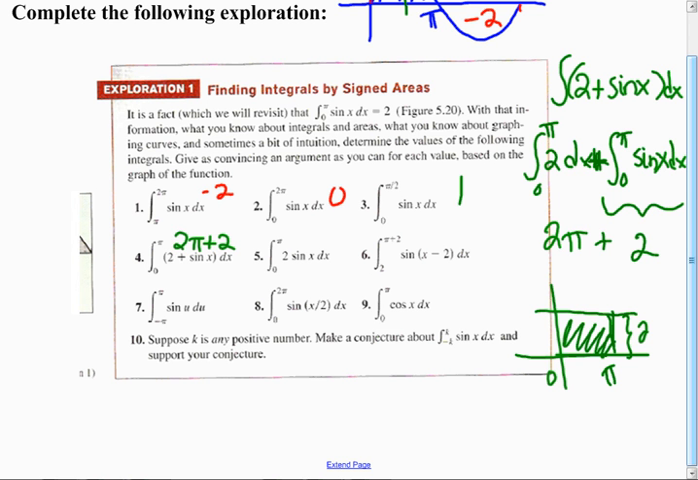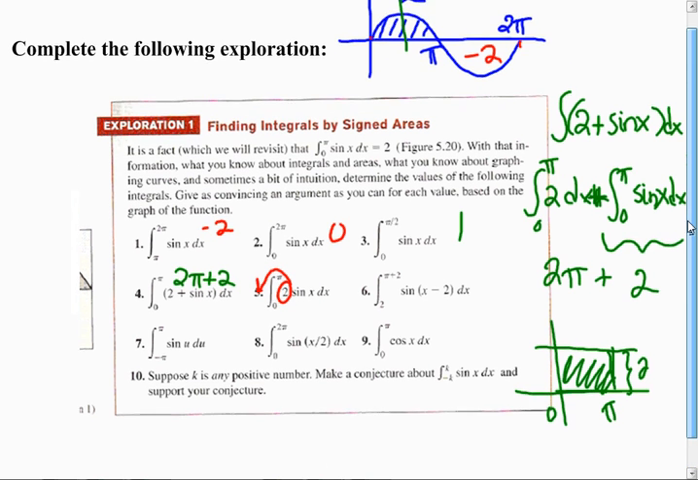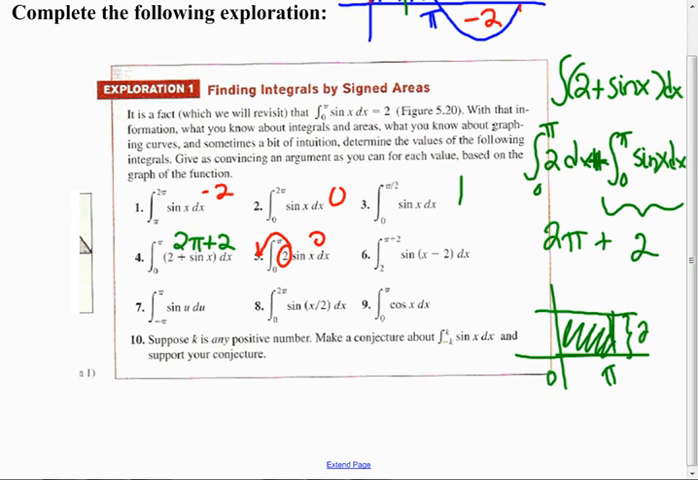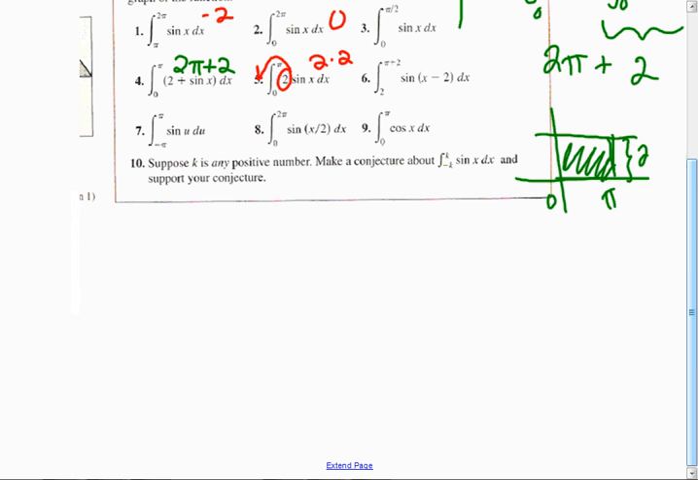Okay, what about this one? You can pull the 2 out. So this is 2 times the area from 0 to pi. So this is what? 2 times 2. That one's trickier. I'm going to draw a picture of number 6. 6 and 8 are very tricky.